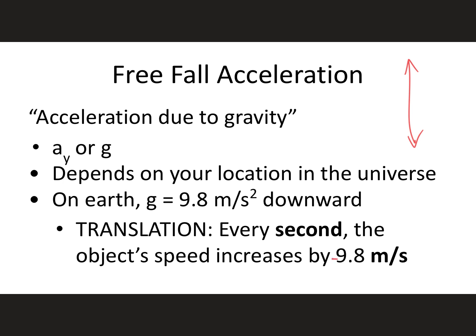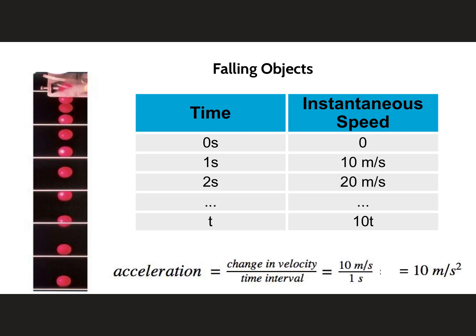Maybe it's better to say an object's speed changes by negative 9.8 meters per second. So that could be an increase or a decrease depending on which way it's going. Here's another way of looking at it. We'll use the negative 9.8 meters per second squared when we are talking about things that are happening in real life, like real labs. But we'll also allow ourselves to use 10 meters per second squared when we're dealing with just problems, for the sake of it.